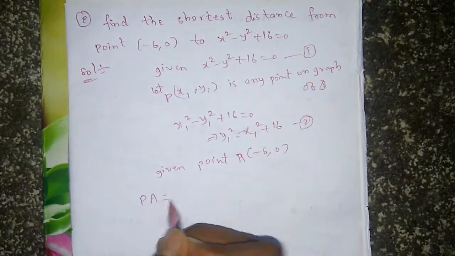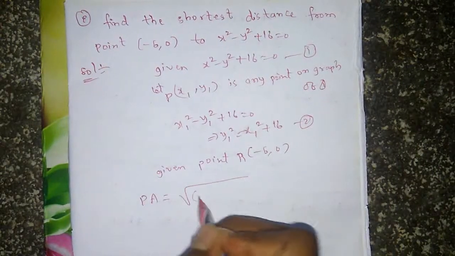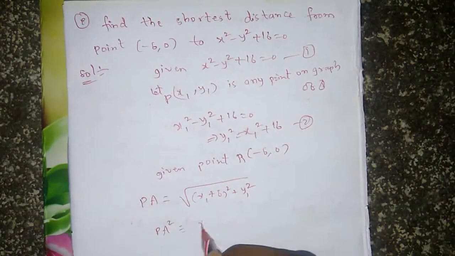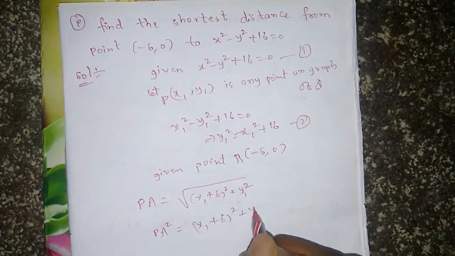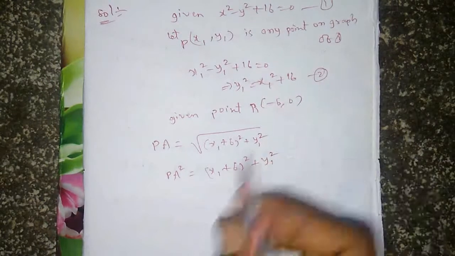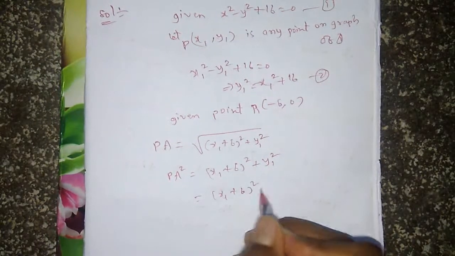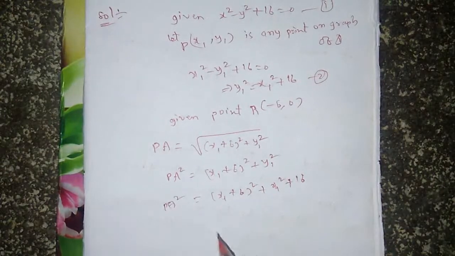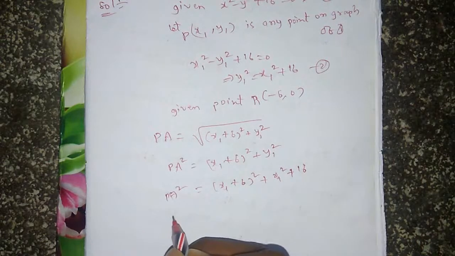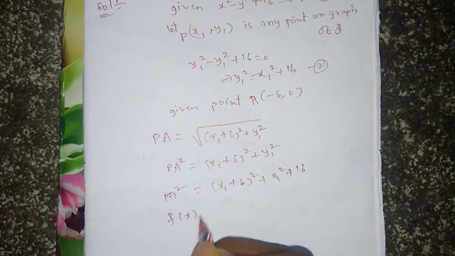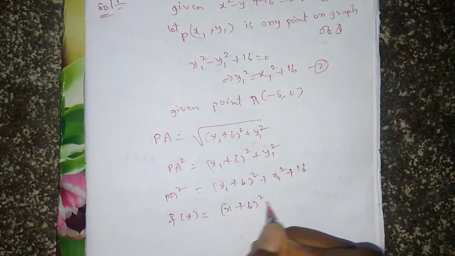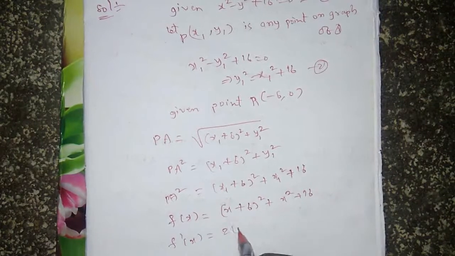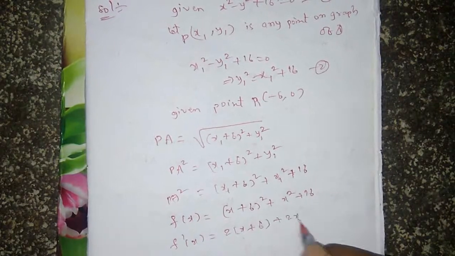Now distance pa is equal to root of x1 plus 6 whole square plus y1 minus 0 whole square. Pa square is equal to x1 plus 6 whole square plus y1 square. Here y1 square is equal to x1 square plus 16. That is the distance. So let it be the function of x. Let it be function f of x is equal to x plus 6 whole square plus x square plus 16. Find a derivative f dash of x is equal to 2 into x plus 6 plus 2x plus 0.